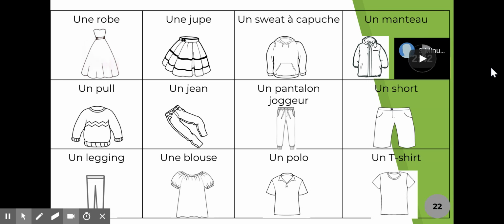All right, here is your next page. For this one, you have 3 minutes to write down une robe, une jupe, un sweat à capuche, un manteau, un pull, un jean, un pantalon jogger, un short, un legging, une blouse, un polo, et un t-shirt. So guest teacher, please pause the video and give students 3 minutes to write these words down.